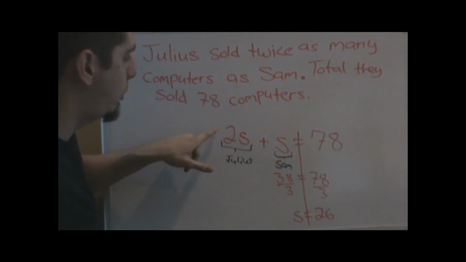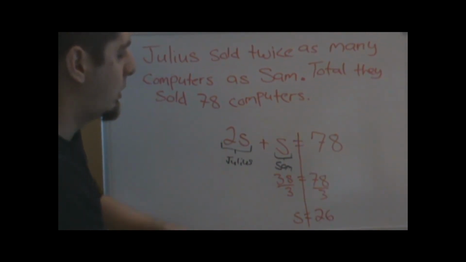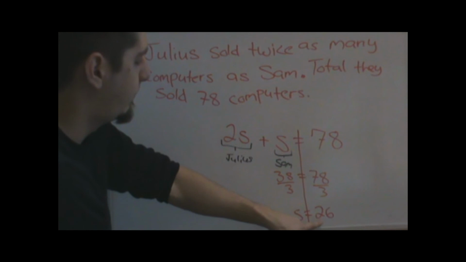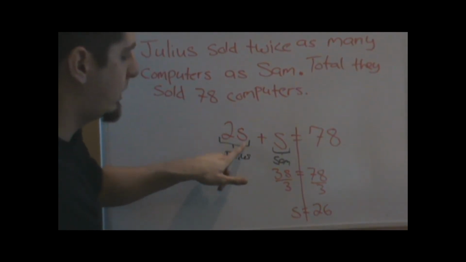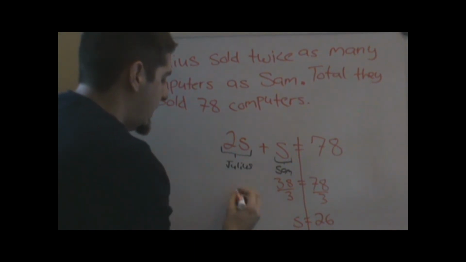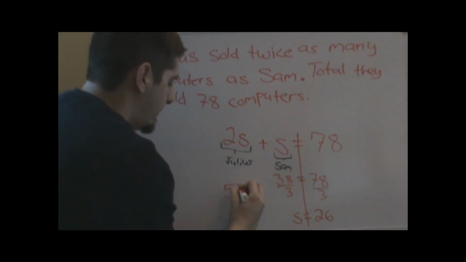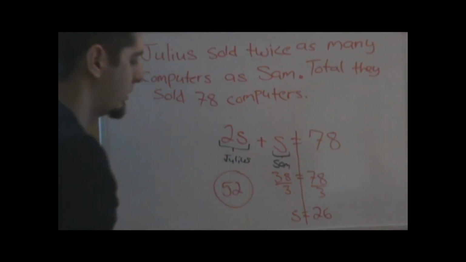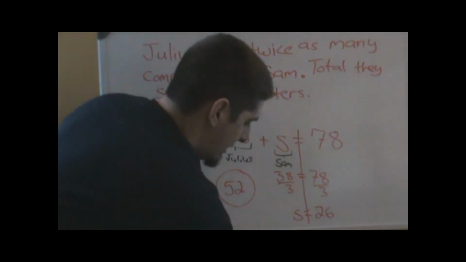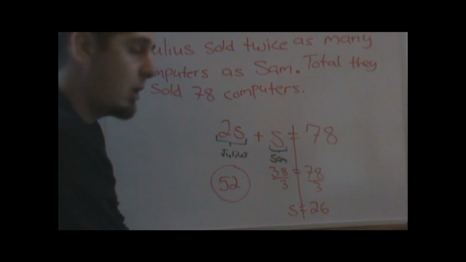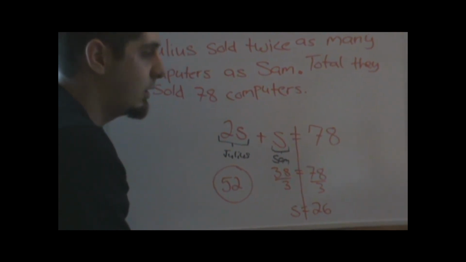We know Julius sold twice as many as Sam. So at this point we would need to plug in the 26 for s. We'd have to do 2 times 26, which would get us an answer of 52 computers that Julius sold. And that is it on this question.